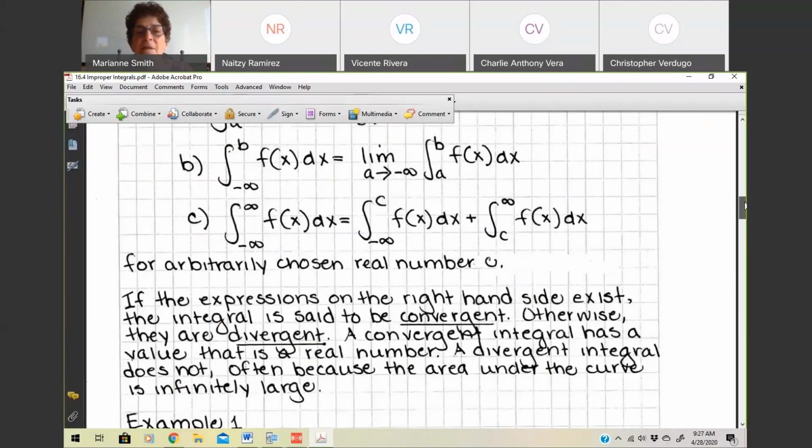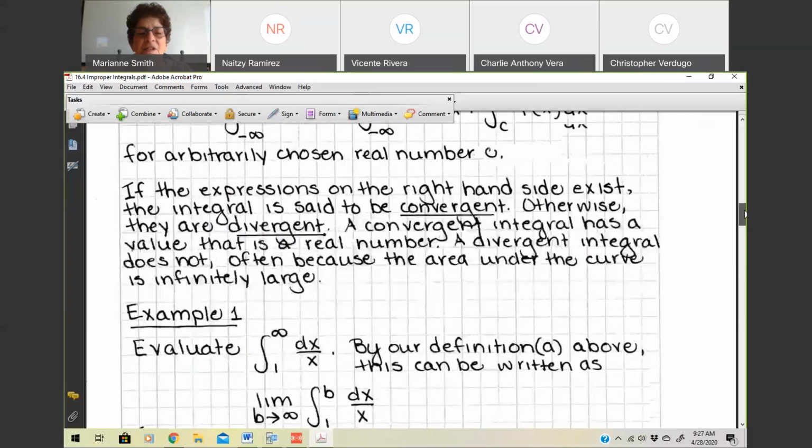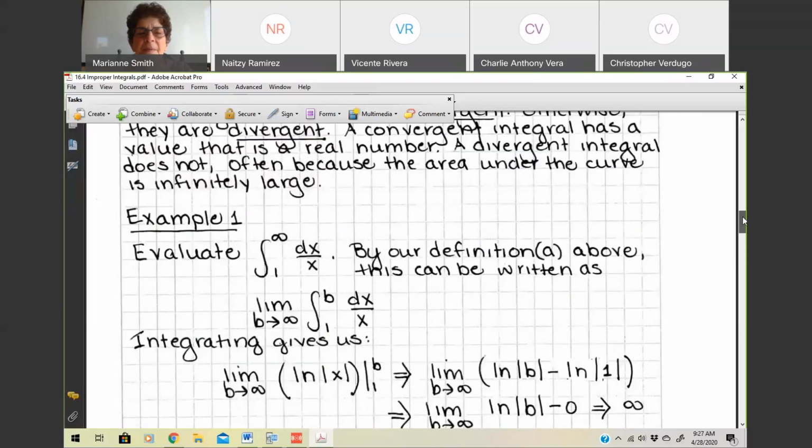All right, so let's look at more examples. We had some questions, so let's do some more of these. So let's look at this one. I have the integral from 1 to infinity of dx over x.